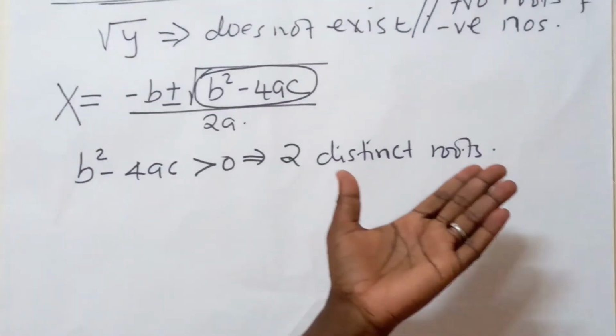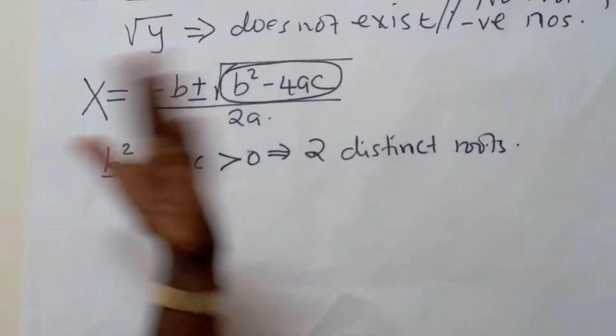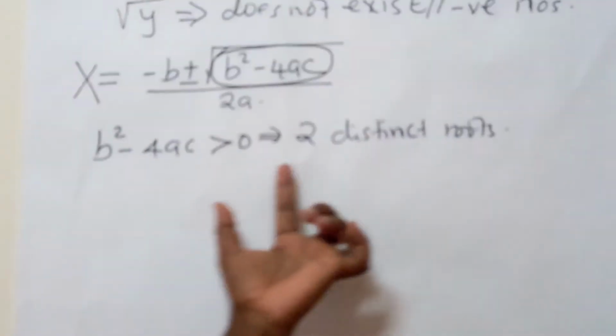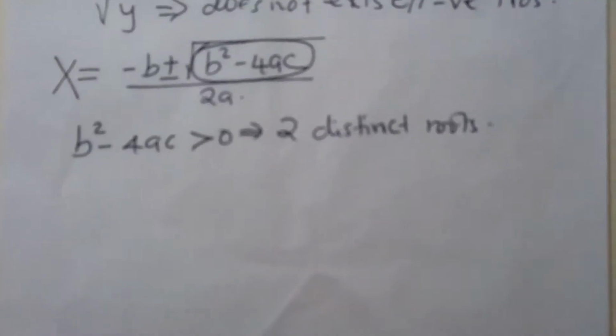So when it is plus a, it gives you a specific root. When it is minus a, it gives you a specific root. That is why we have two distinct roots.